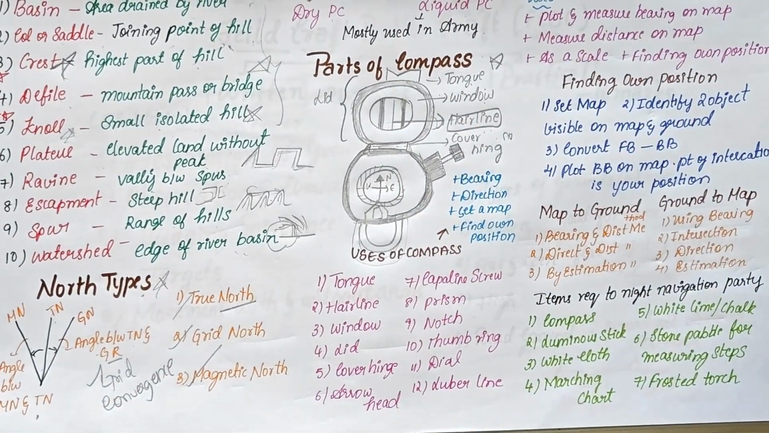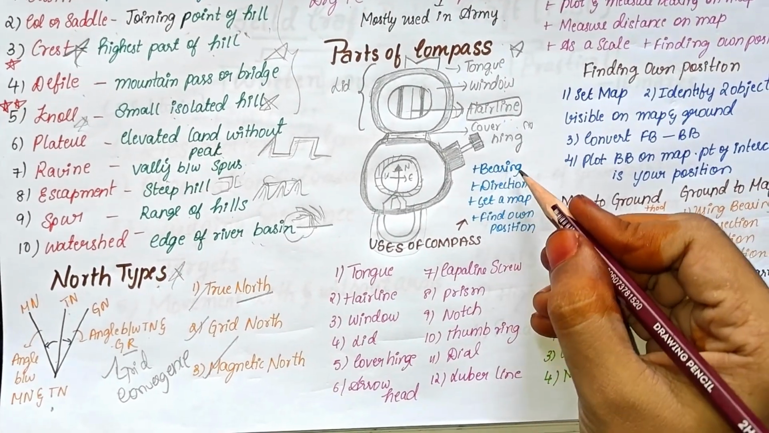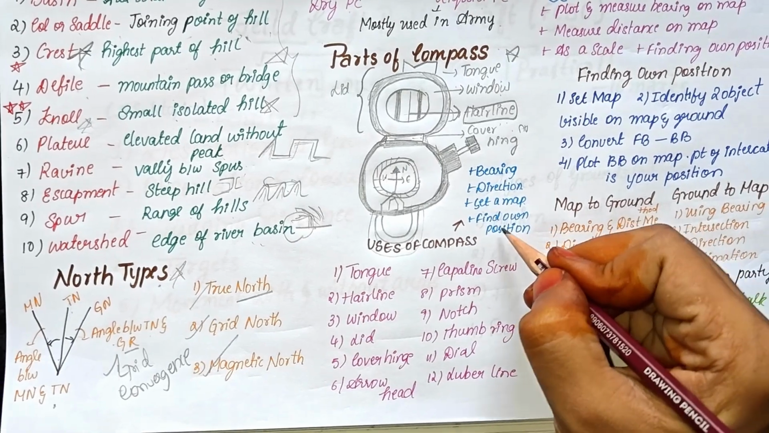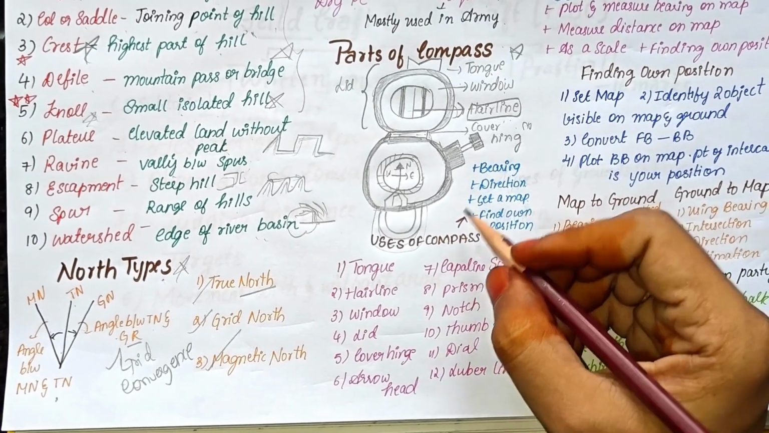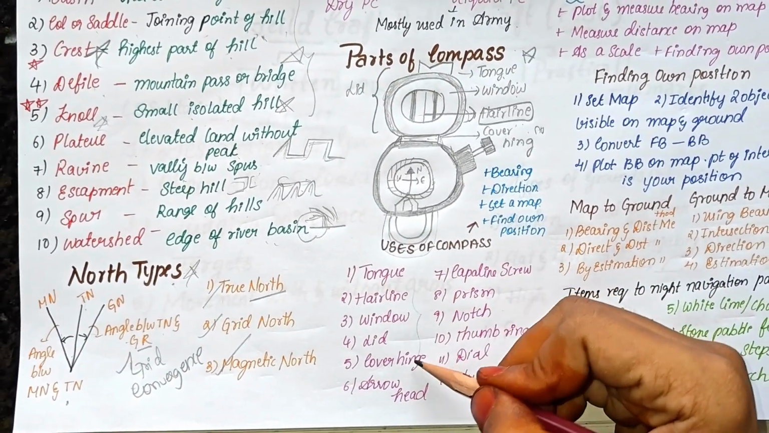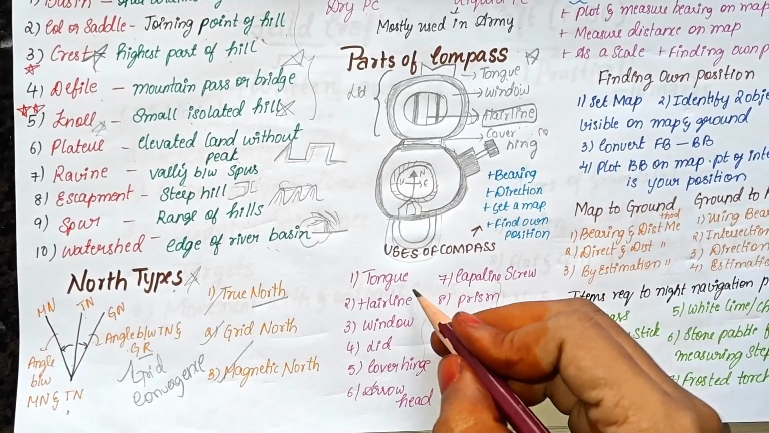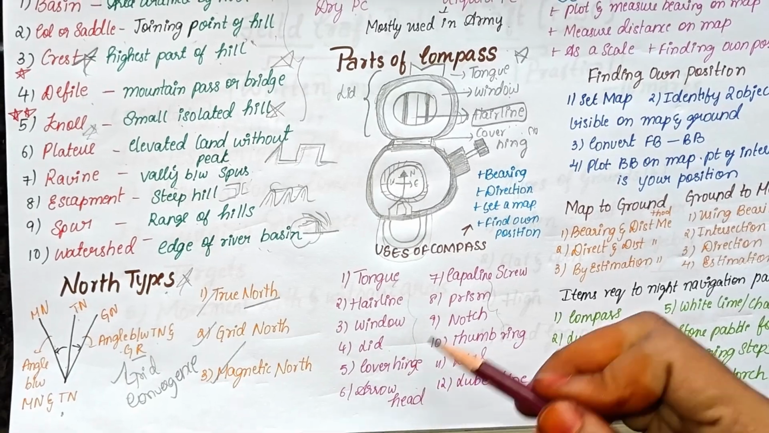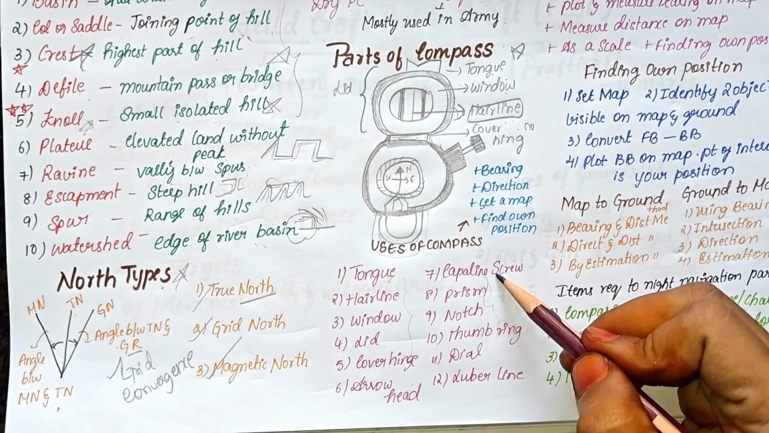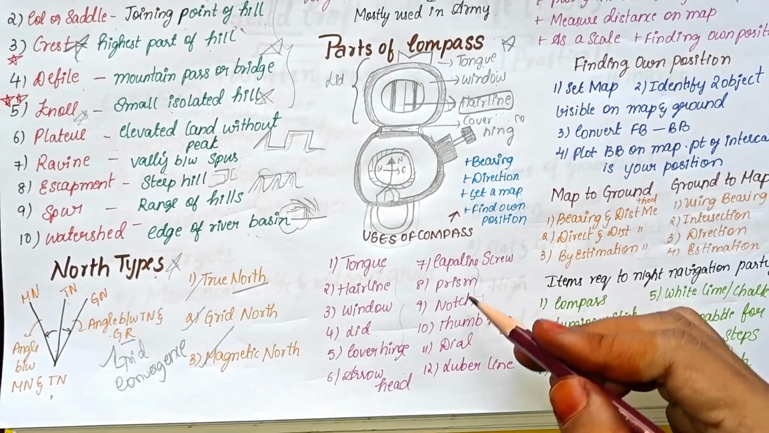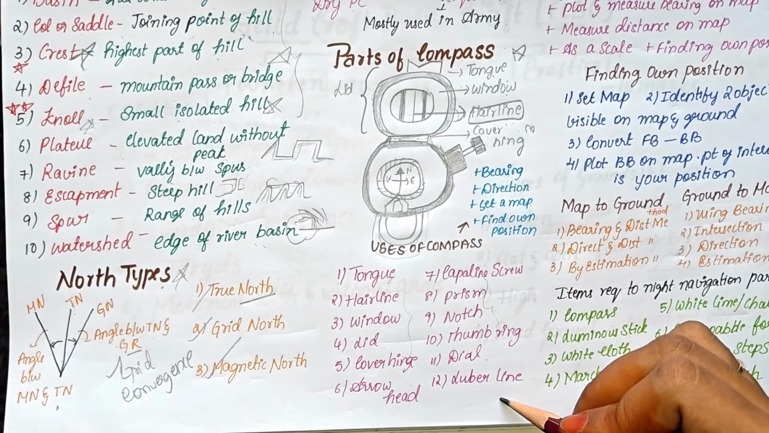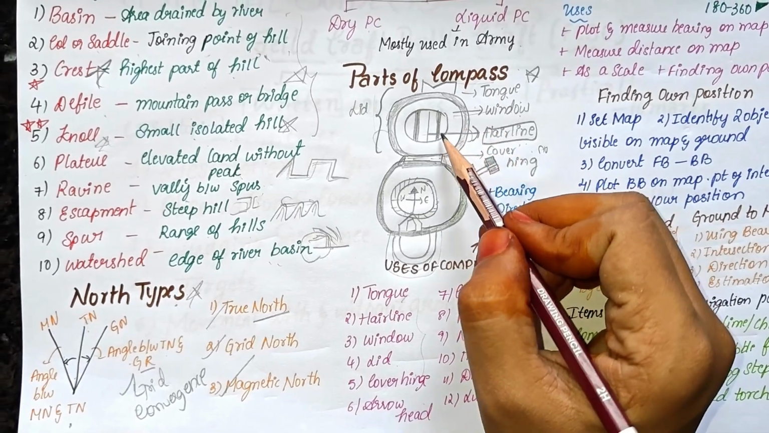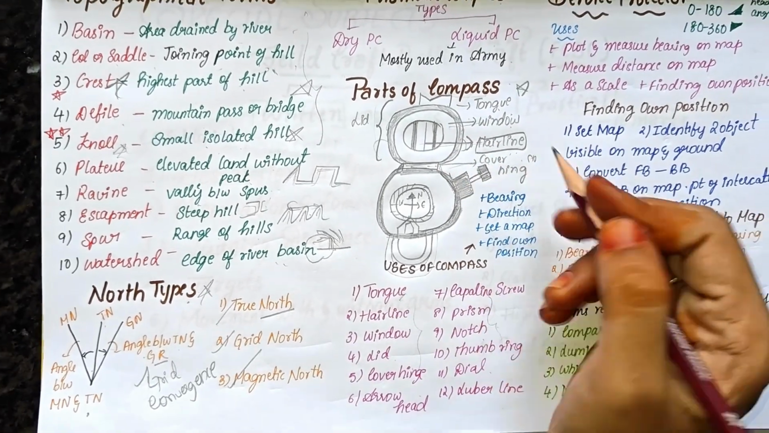so that you do not mistakenly mark another part. The uses of the compass are bearing; it can tell the direction. It is used to set a map and to find your own position. So what are some of the parts of the compass? They are tongue, hairline, window, lid, cover, hinge, arrowhead, and capline screw. Also prism, notch, thumb ring, dial, and louver line. This is the lid. This is the tongue. This is the window. This is the hairline, and this is the cover.